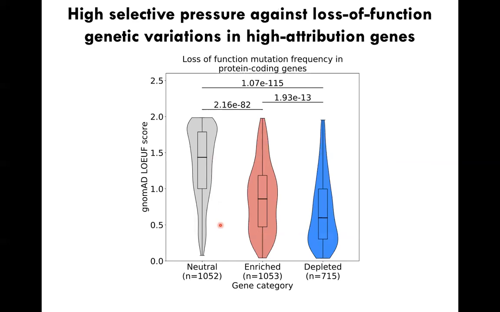We also find that these genes are under much stronger selective pressure against loss of function mutations in the human population relative to the neutral set. And this is measured by the gnomAD LEV score, which is a representation of how often a gene displays a loss of function mutation in the human population. So the lower the LEV score, the more selective pressure against loss of function. And again, this is only for protein coding genes enriched by expression, but this is also true for long non-coding RNA genes, as well as genes with splice junctions enriched in cancer.